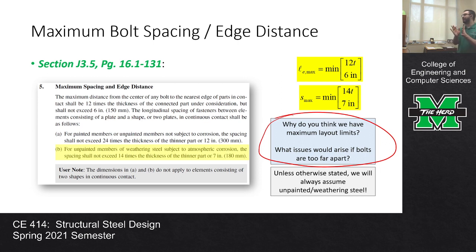We talked about what happens if bolts get too close together. If bolts get too close together, then you can't tighten them. What do you think happens? What issues would arise if bolts get too far apart? I'm curious what the chat has to say about this. And the hint is it's kind of indirectly on the slide. It's kind of indirectly mentioned in the spec if you think about it. But I'm curious, what would happen if the bolts got too far apart?